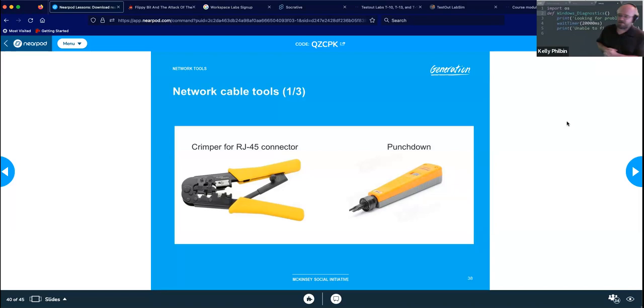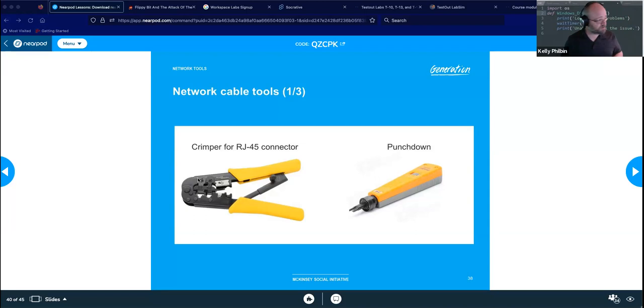First one being our crimper. If we are making our own network cables, in order to get the end piece onto the cable, we have to thread the little wires into this plastic connector, and then we use a crimper like this to clamp down on it. There are little copper pins or blades in there that pierce into the wires and connect to the copper of the wires in the twisted pair. So we have to untwist them, feed them in the proper order, and then use a crimper like this to clamp down on them.